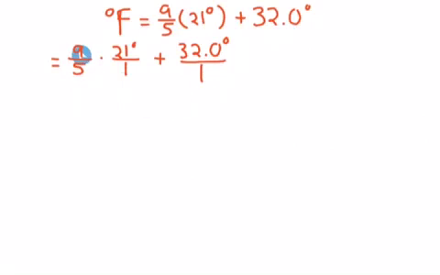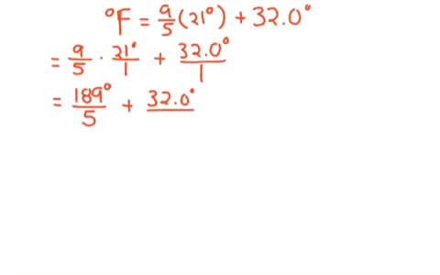Now what I do is I have two fractions and I'm multiplying here. Anytime that I'm multiplying fractions, it's just straight across the top and straight across the bottom. So we start with the top. 9 times 21 is equal to 189. Keep our degrees. And then straight across the bottom, 5 times 1, that just gives me 5. So 189 divided by 5 plus 32 degrees divided by 1.